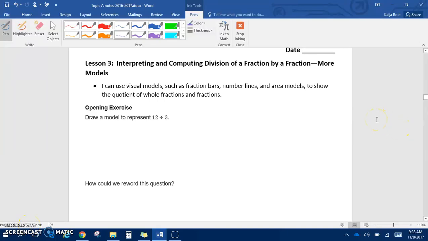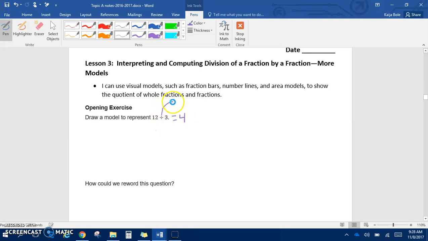Alright, so here we are on lesson 3, interpreting and computing division of a fraction by a fraction. So the difference between what we did yesterday and what we're going to do today is that now we are dividing two fractions. If you look at the opening exercise here, it says draw a model to represent 12 divided by 3. So we know that 12 divided by 3 is 4.